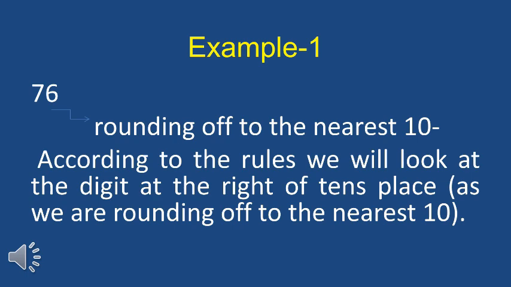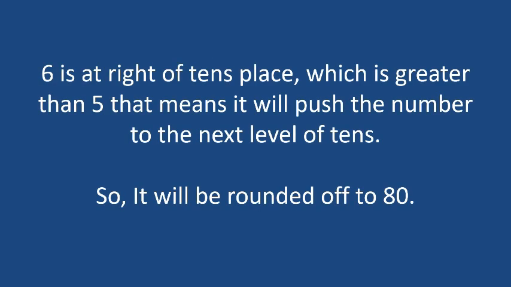Let's have a look at some examples. Example number 1. The number given is 76, which we are supposed to round off to the nearest 10. According to the rules, we will look at the digit at the right of tens place because we are going to round off to the nearest 10. 6 is at right of tens place, which is greater than 5. That means it will push the number to the next level of tens. So, 76 will be rounded off to 80.